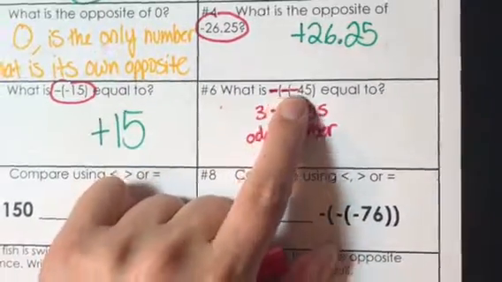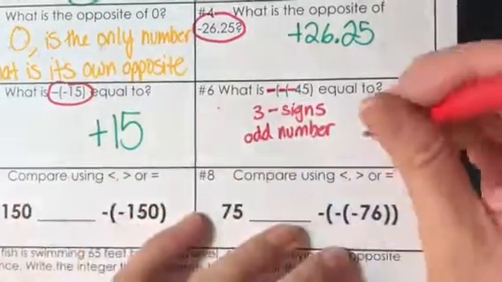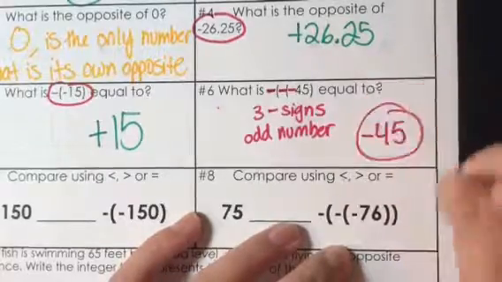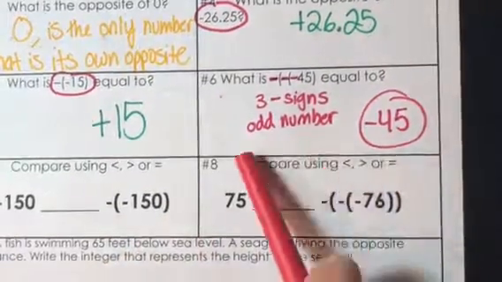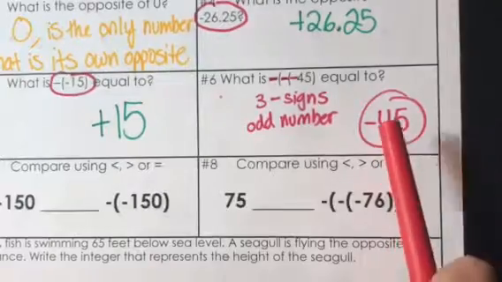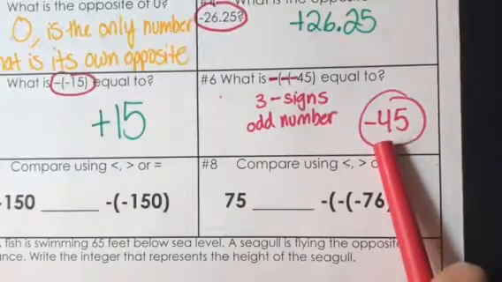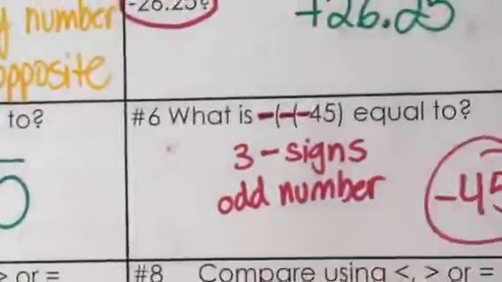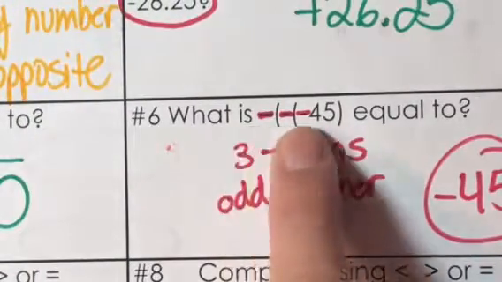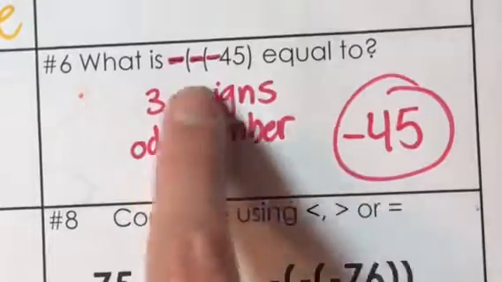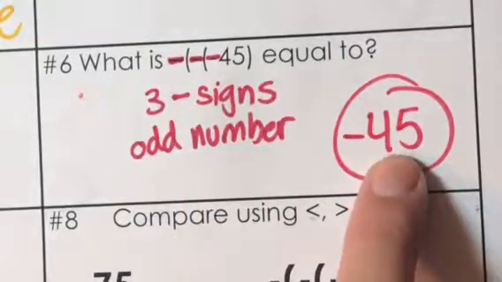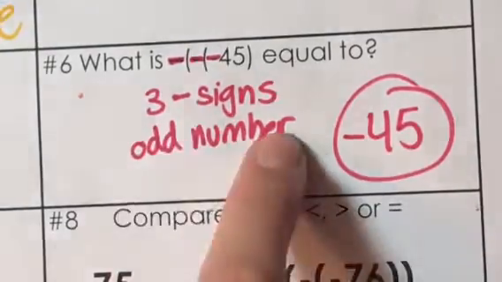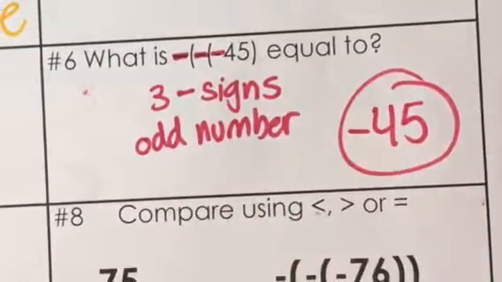The opposite of the opposite of the opposite of negative 45 is going to be negative 45. The notes told me if it has an odd number, it's going to be the negative type of that number. The number doesn't change. If they're giving all these bad boys to you, the opposite of the opposite of the opposite, you are still going to use that number, but you need to figure out, is it going to be positive or is it going to be negative? Because there's 3 signs. In this case, it's negative.